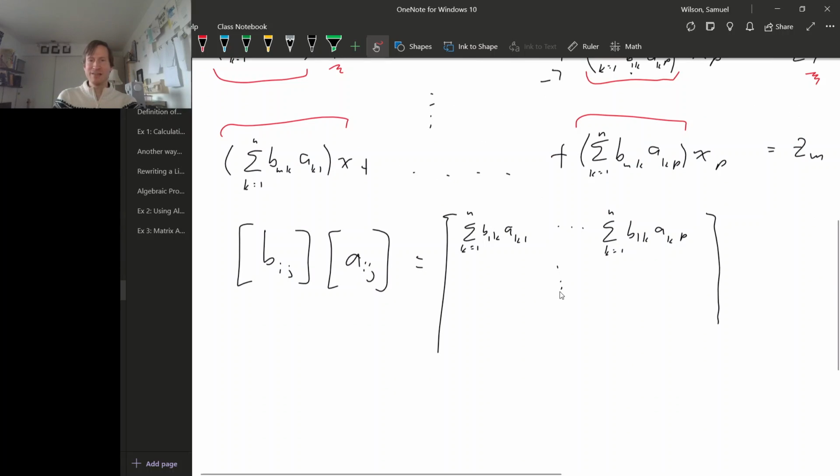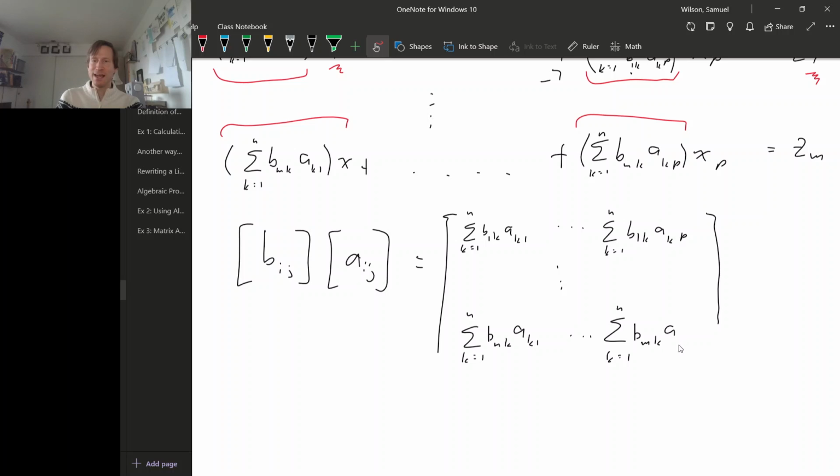And then down to the last row, the sum from k equals 1 to n of b mk a k1, over to the sum from k equals 1 to n of b mk a kp. Whew. So we did it. This is the formula for matrix multiplication.